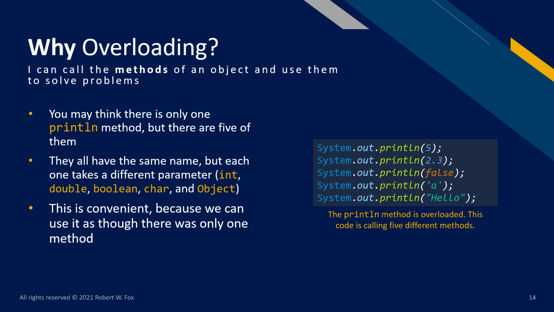Believe it or not, we've actually seen the concept of overloading before and didn't realize it. You might think that there's only one println method, but there's actually 5 of them. They all have the same name, but each one takes a different parameter. There's a println that takes an int parameter, and a double, and a boolean, and a char, and even an object. And this is really why overloading is helpful to programmers, because in our minds, all we have to do is think of it as one method, even though behind the scenes, there's 5 different methods being called, and Java is just able to look at the parameter and call the correct method.